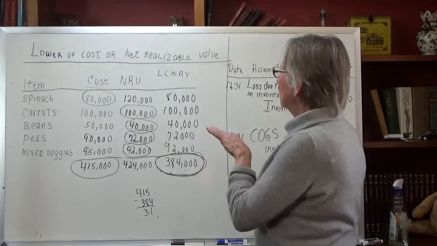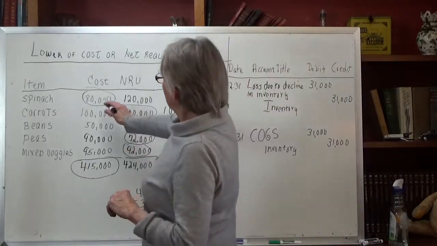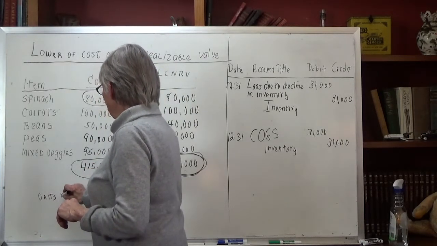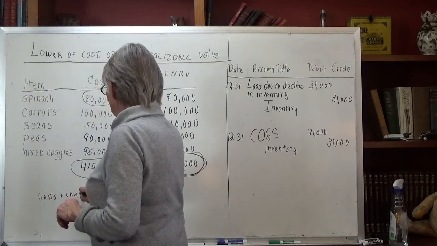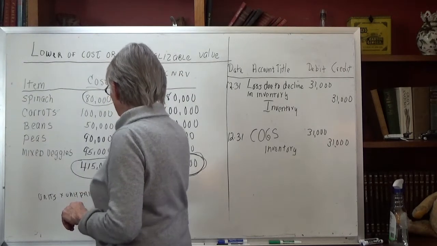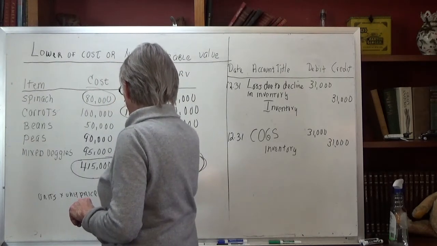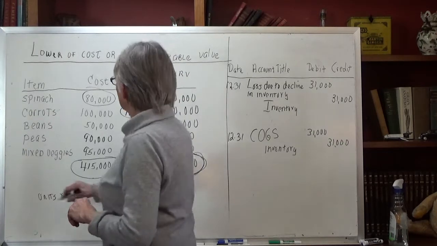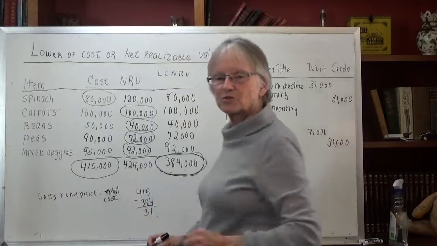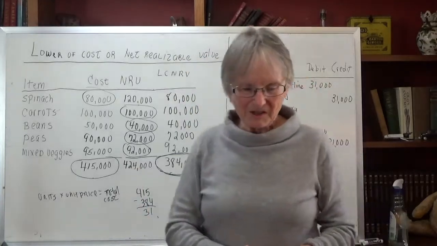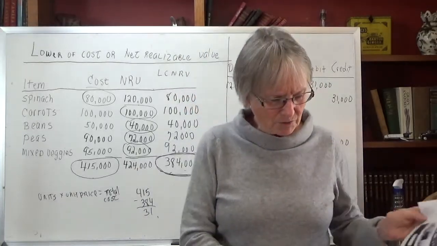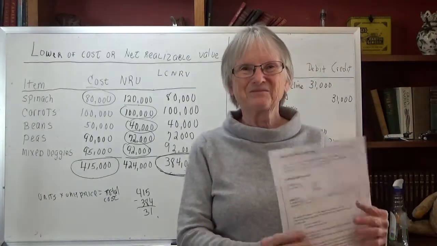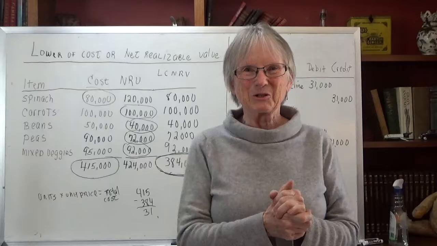Sometimes when you're doing the homework on this, they'll give you the units and a unit price, and so you will have to multiply them across to get the total cost. So on the homework, you may not just be given the totals, you may have to compute those totals. All right, so I think that's about it for all you need to know right now about lower of cost or net realizable value.